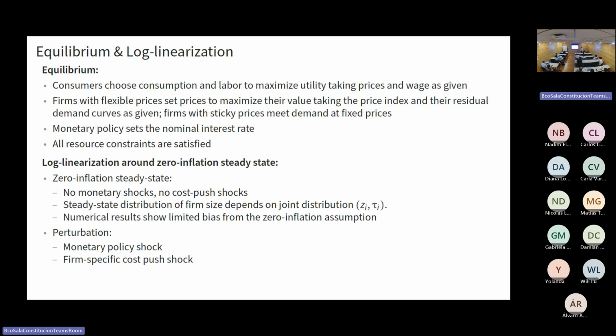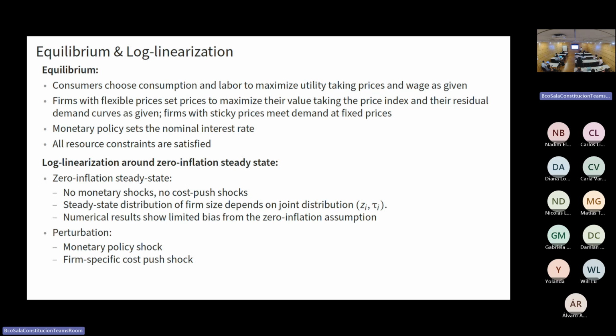And then we're going to linearize this economy in order to be able to give you analytical results. The steady state is going to have zero inflation. I'm going to address that in a second. Importantly, there are going to be no monetary shocks and no cost push shocks in the steady state. And the steady state distribution of firms is going to depend on firm-level productivity and firm-level input wedges.